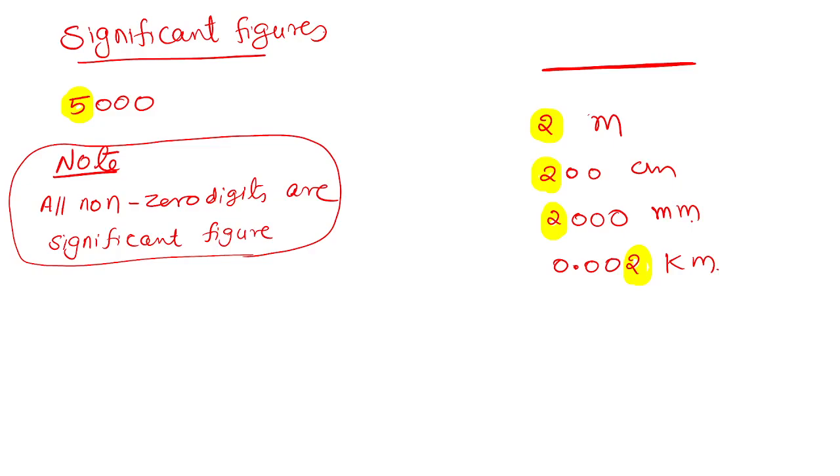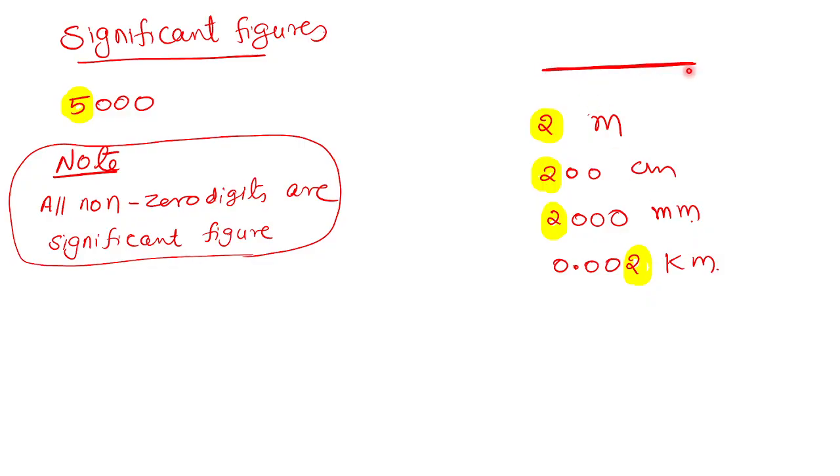So we studied in the previous class the significant figure. Significant figure means it is the digit which does not change even after the conversion of the units. The non-zero digit never changes even after the conversion.